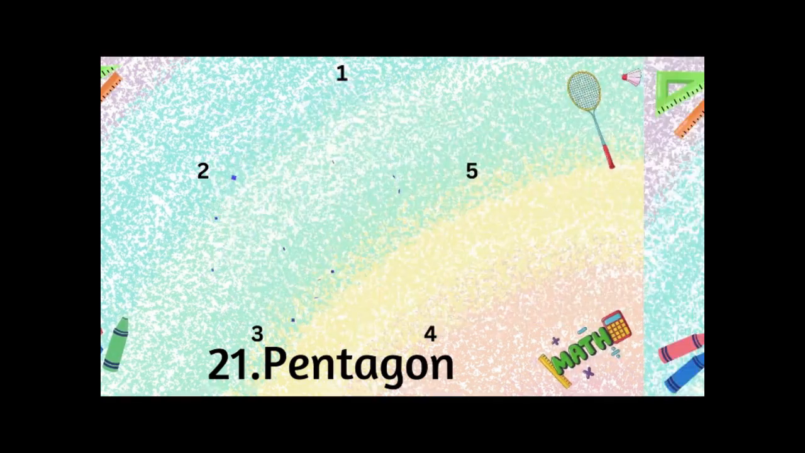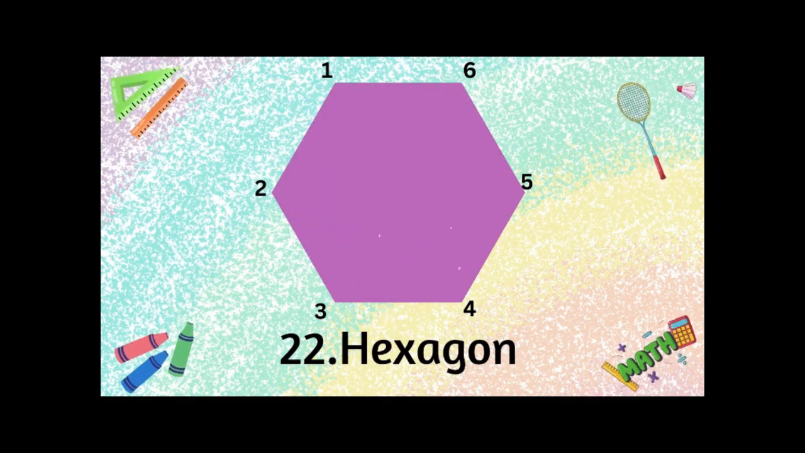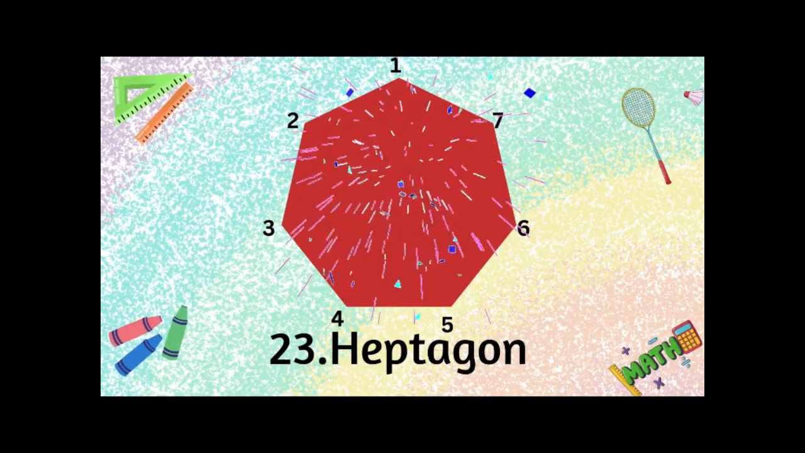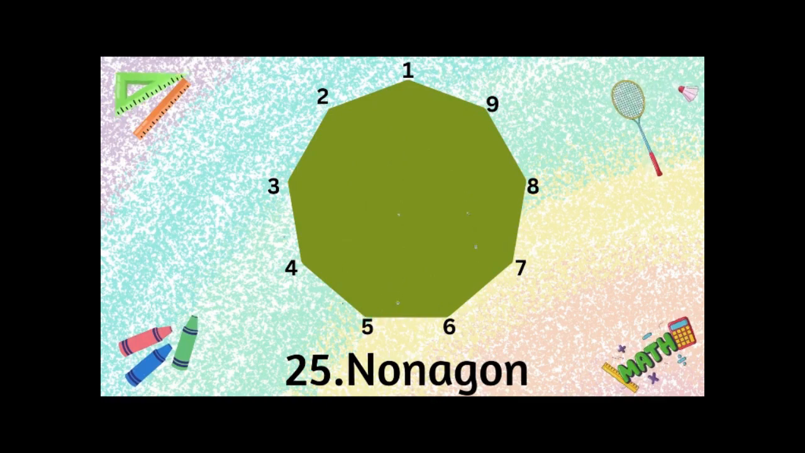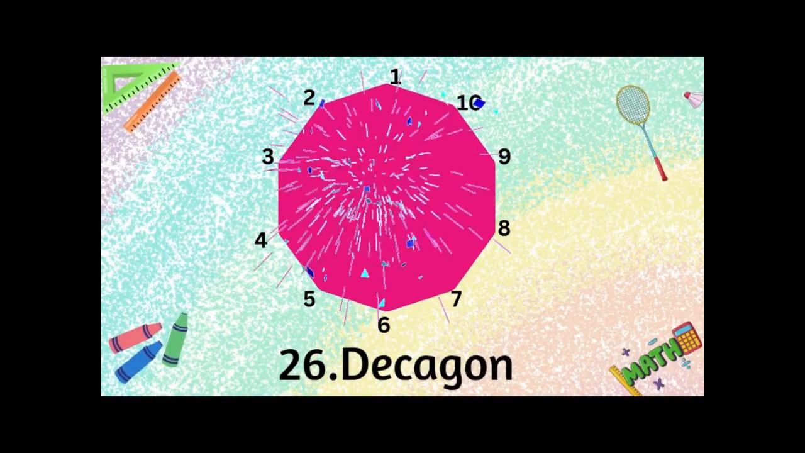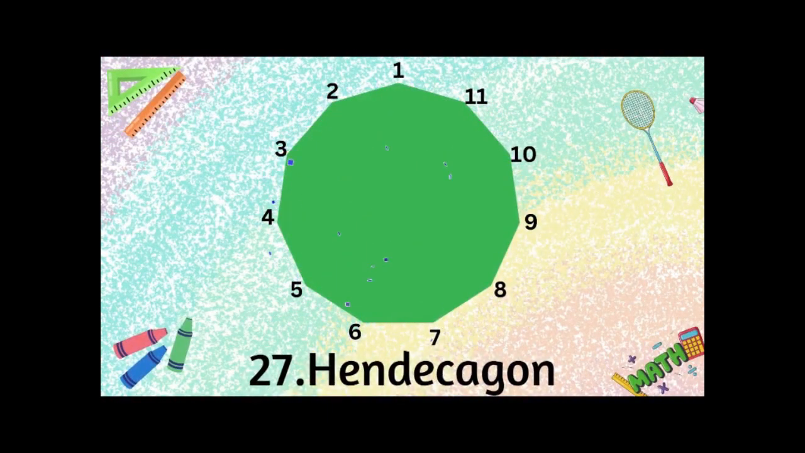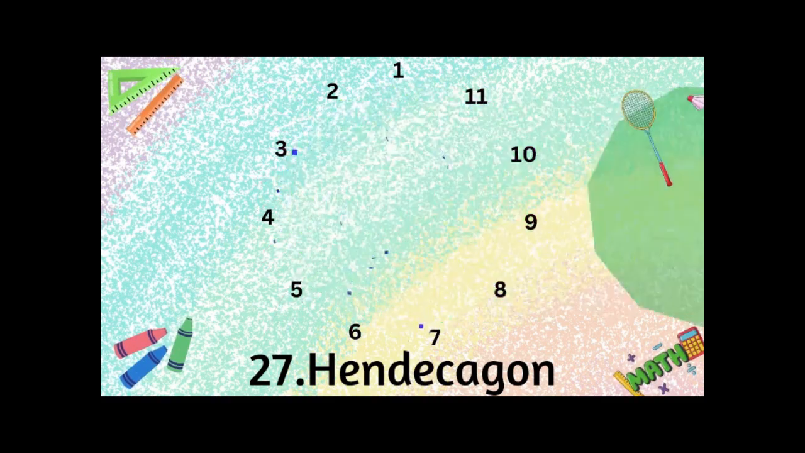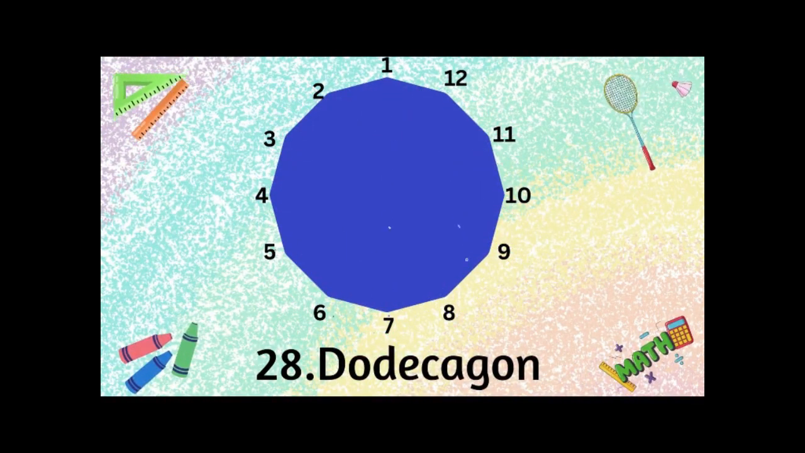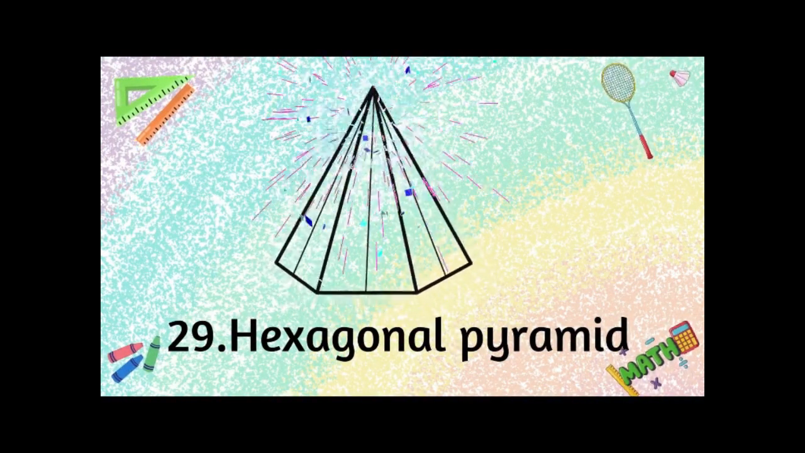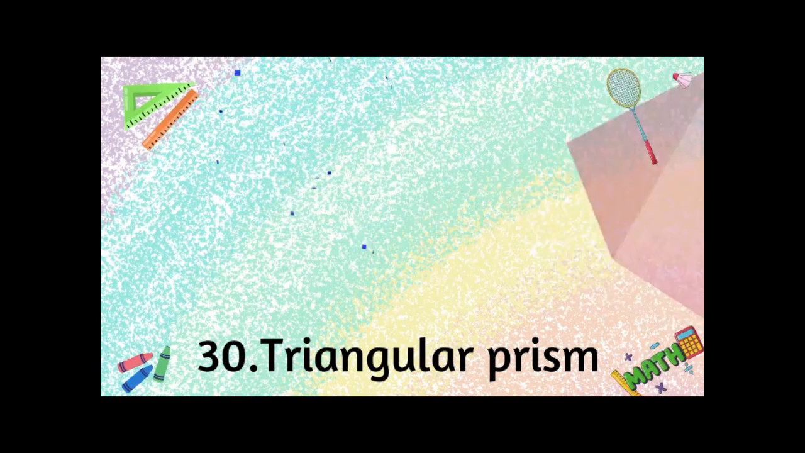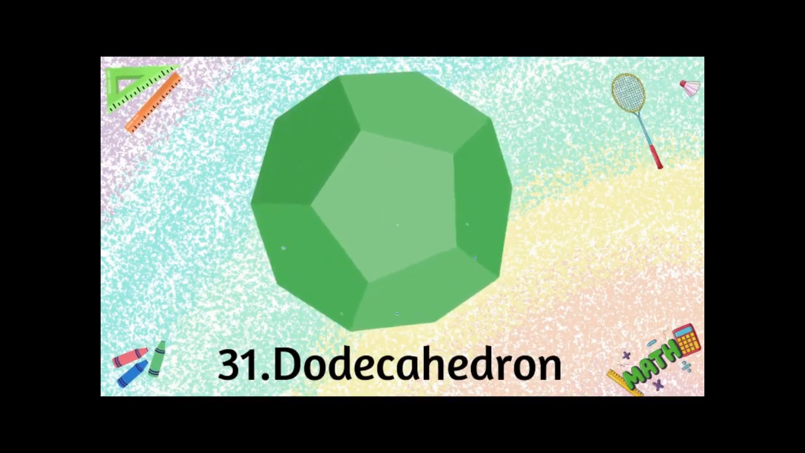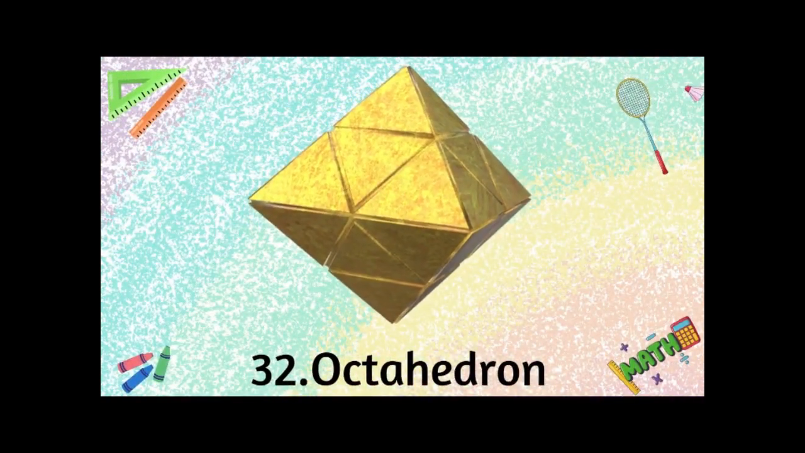Pentagon. Triangle with three sides, three straight sides. Hexagon. Heptagon. I'm a triangle with three sides and a pointy head. Octagon. Nonagon. Decagon. Hendecagon. I'm a star with five points, five little points, twinkling. Dodecagon. Hexagonal pyramid. Triangular prism. Dodecahedron. Octahedron.